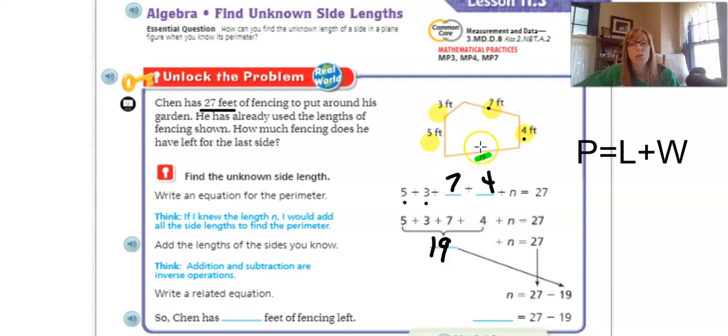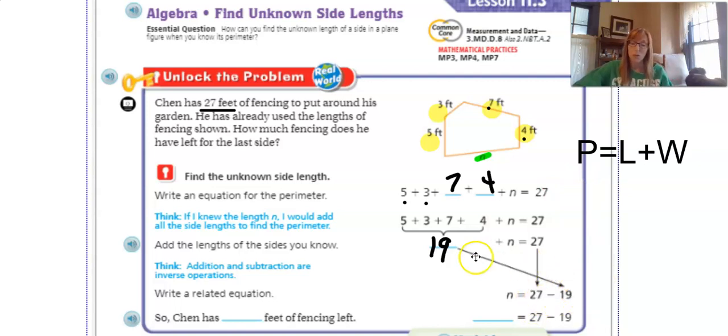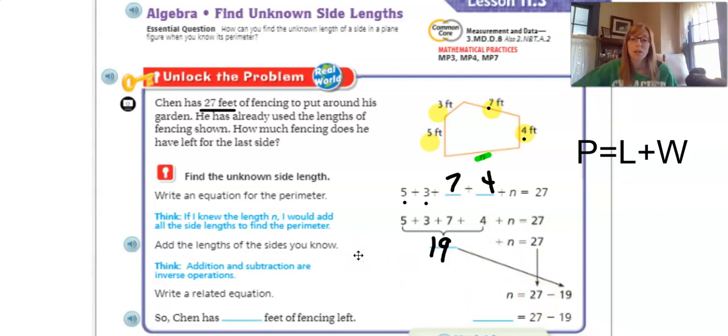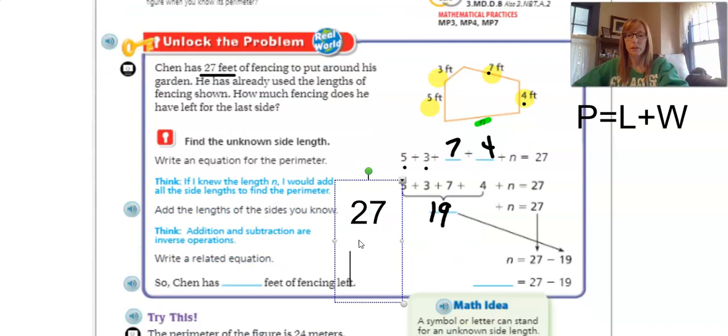So now from here to here, that's going to be our missing amount, and it's going to add up to 27. Well, we know there's 27 total, and we know that we've already accounted for 19. So to find this missing amount, all we have to do is 27 minus 19. So you have 27 and you subtract 19.